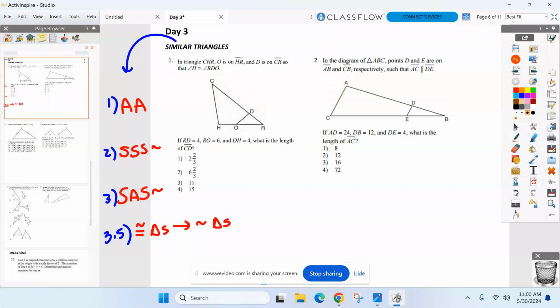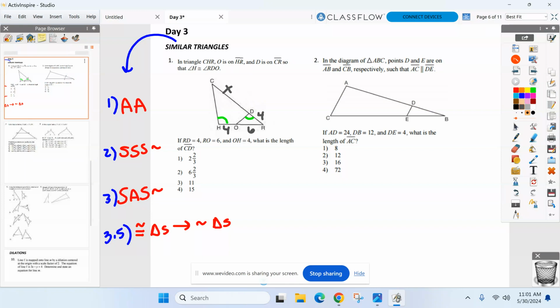So let's take a look at number 1. Angle H and angle RDO, let's make sure we mark those with our arc marks, are congruent. And then I provide you guys with some side lengths. RD being 4, RO being 6, OH is 4. What's the length of CD?